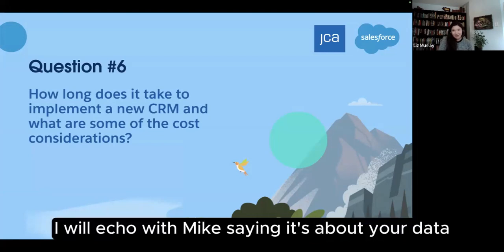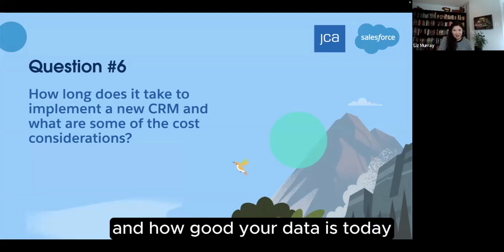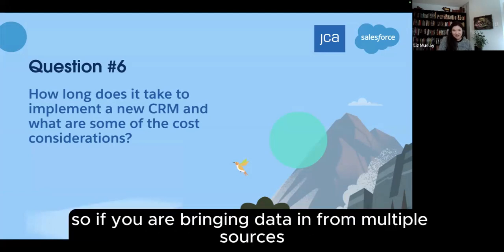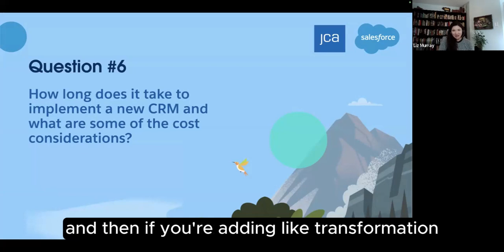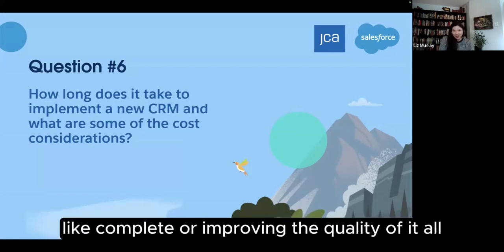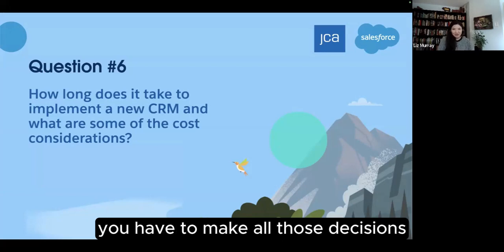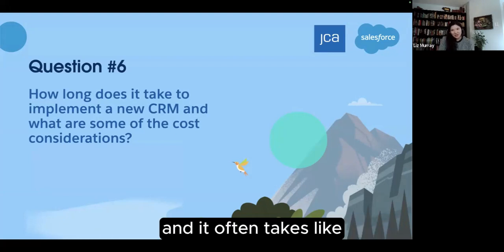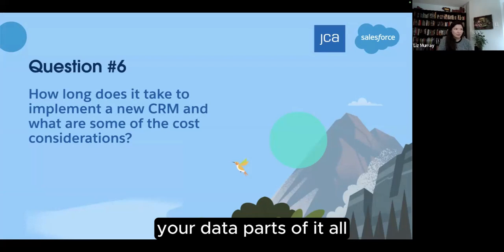And then I will echo what Mike's saying about your data. It's about your data hygiene and how good your data is today, but also where it is. So if you are bringing data in from multiple sources, then that's going to increase the complexity of your migration. And then if you're adding transformation where you're cleaning it up and making it a bit more complete or improving the quality of it all, then that also means you have to make all those decisions, and then you have to actually test it. And it often takes an iterative approach in that case for the data parts of it all.